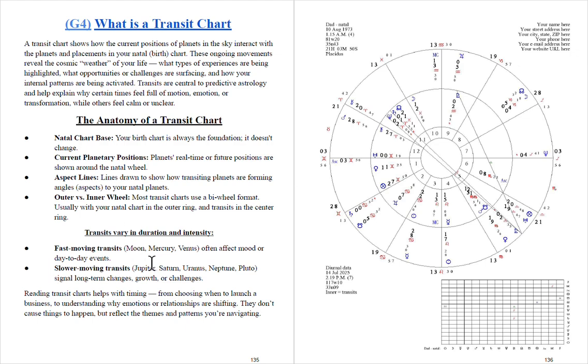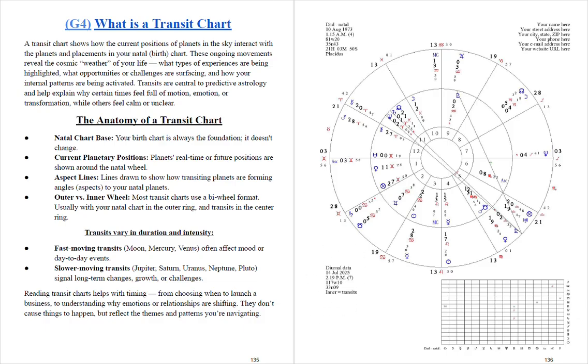So let's talk about the slower moving planets, which are Jupiter, Saturn, Uranus, Neptune, and Pluto, signaling long-term change, growth, or challenges. So the slower moving transits unfold over months and sometimes even years, creating extended periods of development or change. These transits often are associated with major life themes such as growth, responsibility, restructuring, or transformation, which is what we were talking about earlier when we talked about this Saturn opposed Pluto, which was a major transformation part for Dad here back in July.